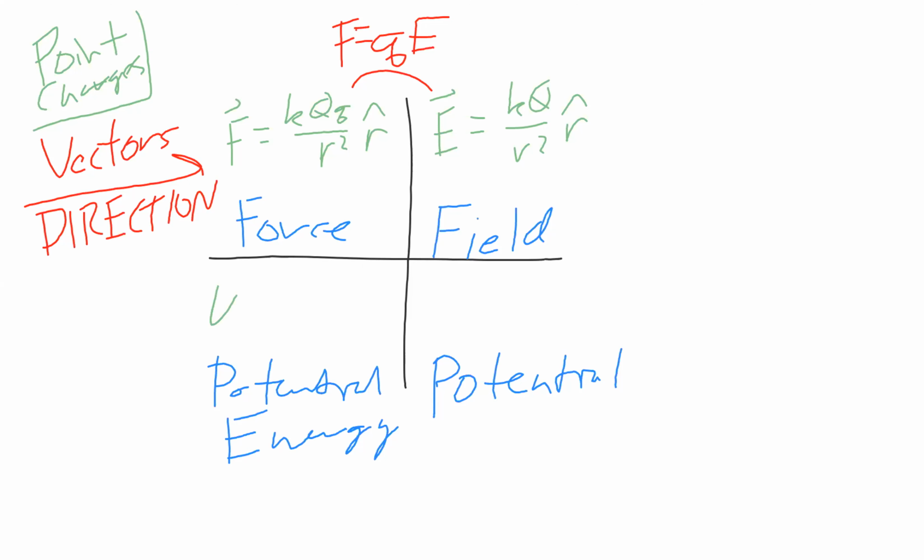Potential energy comes from the force. It is a scalar reformulation of the force. It comes from integrating the opposite of the force with respect to distance. So you get K big Q little q over r. And then the potential is related to the potential energy. We get V is equal to K big Q over r. Okay, we have some ways that we like to move around.